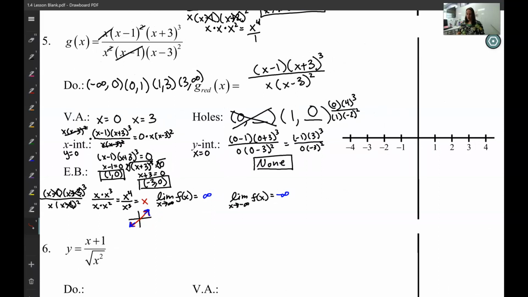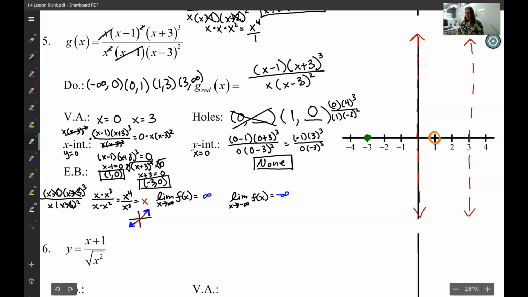That's how you figure out your end behaviors. Now let's go through and graph all of this. So vertical asymptotes are always graphed as vertical lines, vertical dotted lines specifically. So I have one there at 0 and one at 3. Then I have a hole, that's what I meant to say, at 1, 0. So I have a hole right there. Then I have x-intercepts at 1, 0 and -3, 0.